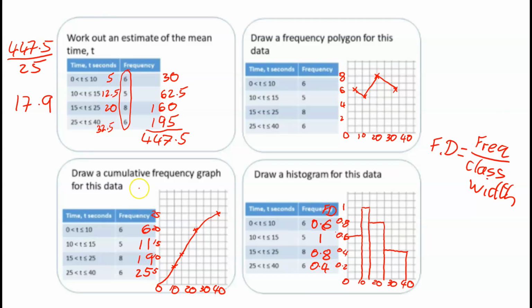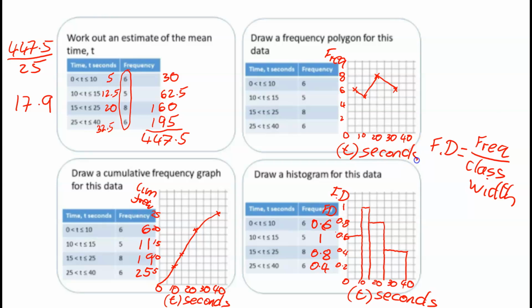So here you would need cumulative frequency on that one, and time in seconds across the bottom. I haven't really left myself enough room, but do please label your axes. Time in seconds, and that's frequency density, and here we've got frequency and time in seconds.